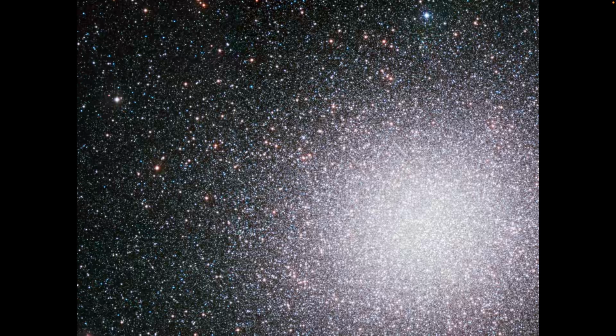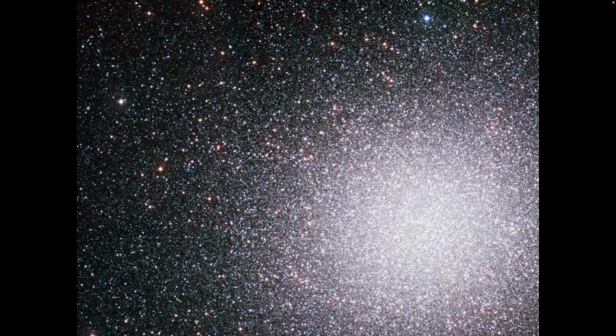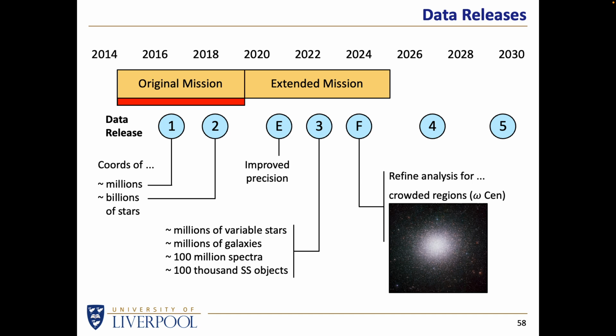Let's see if we can get those algorithms even better so that we can see stars even when they are really close together. And when they tried it on Omega Centauri, after a little bit of refinement, they found more stars than Hubble was able to see. They found 500,000 more stars than Hubble was able to see in the center of these crowded regions.